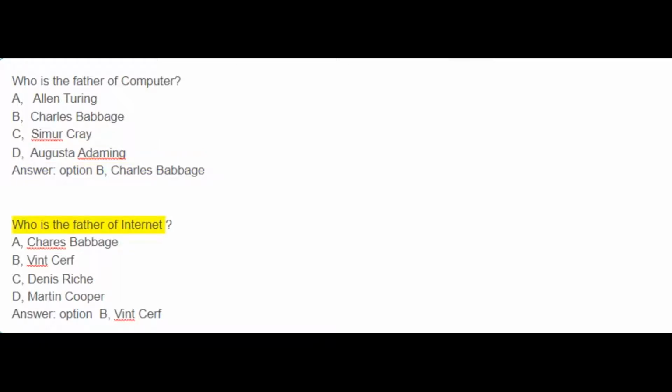Who is the father of Internet? A. Charles Babbage. B. Vint Cerf. C. Dennis Reich. D. Martin Cooper. Answer. Option B. Vint Cerf.